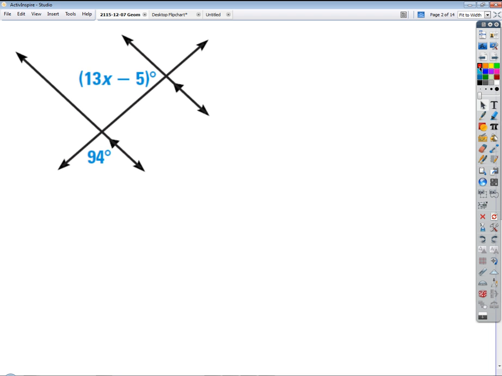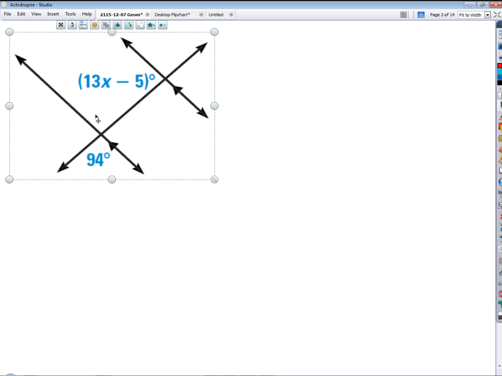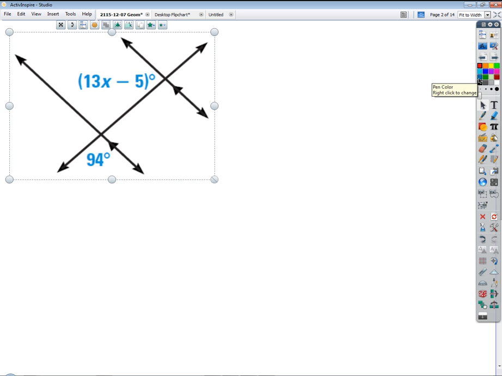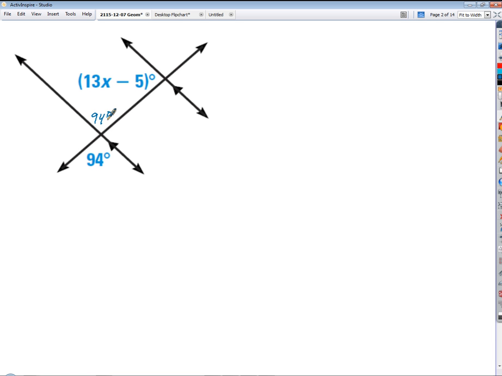So meaning, if this one's 94, what's going to be the relationship that allows me to get another one that's 94? You must have thought that one probably, right? Yeah. And then what do we call those angles? Vertical angles. Good. So that must be 94, very good. Yeah, you bet. Okay, so then you must have thought, Danny, these two right here are the ones that are supplementary. Good job. What do we call those?